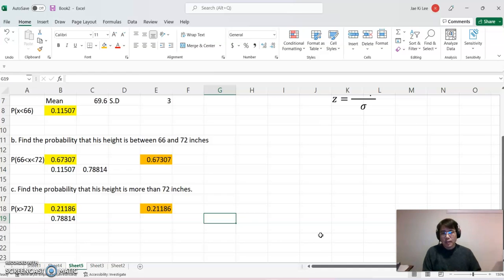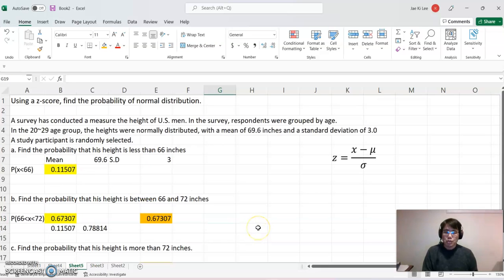So that's the case. We are using a z-score to find the probability of a normal distribution. I really hope you understand how to utilize this feature.